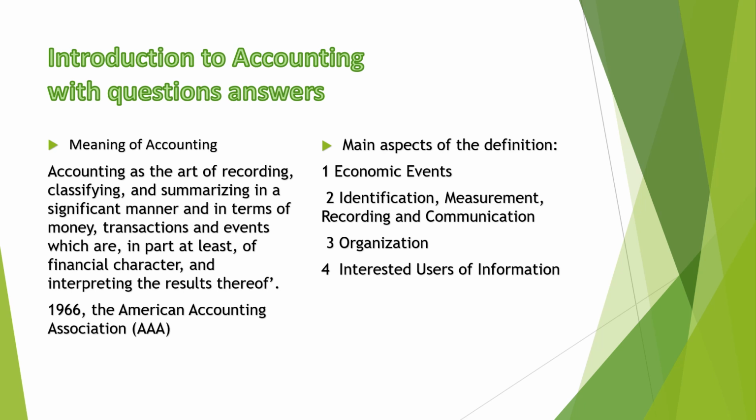So there are some aspects of the definition. We can take out some important points. The first one, there must be an economic event or items. Next one is identification, measurement, recording, and communication. There must be an organization. So all this accounting treatment we are doing for an organization. There are some interested users who are interested in all the information provided by the accounting records.